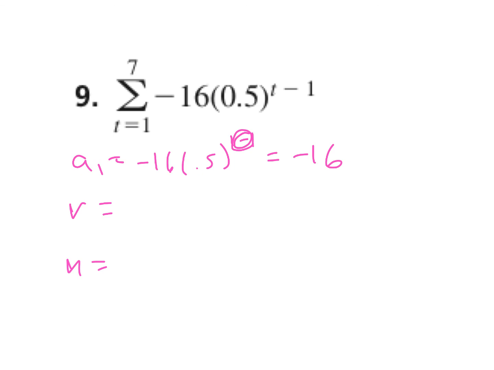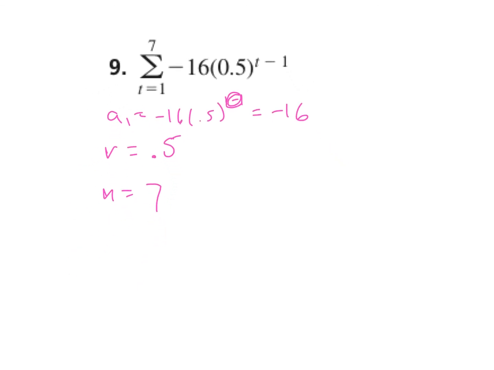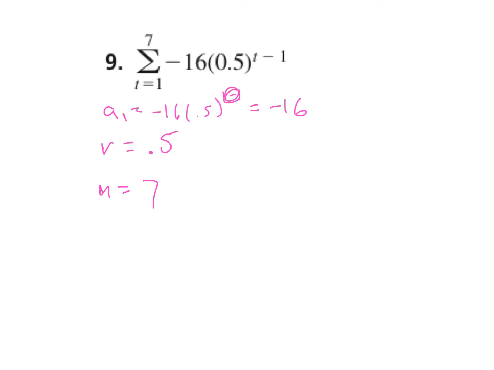What is our ratio? 0.5. And what is our number of terms? 7. Perfect. So let's plug it all in. We have negative 16 times 1 minus our ratio to the power of n, 7, over 1 minus 0.5.